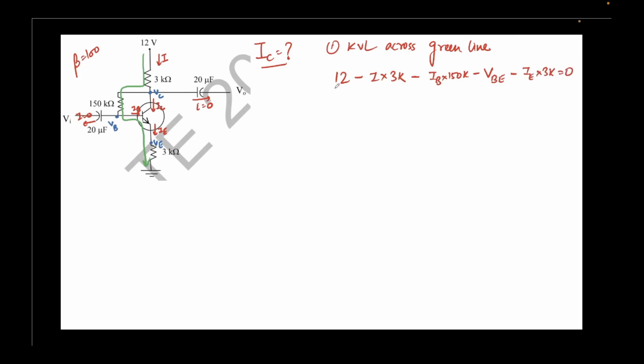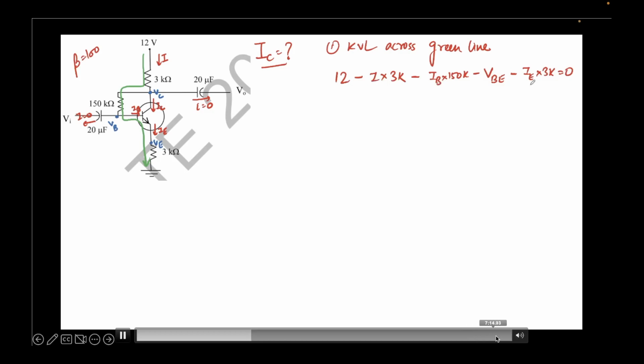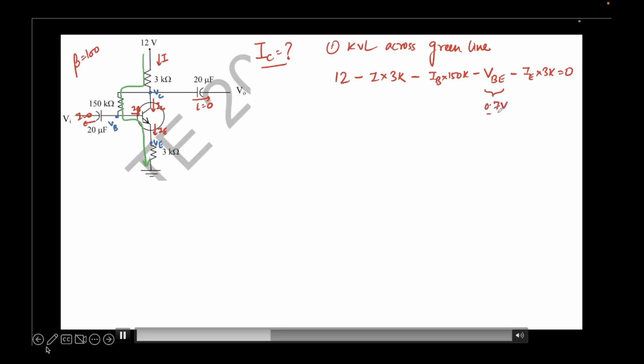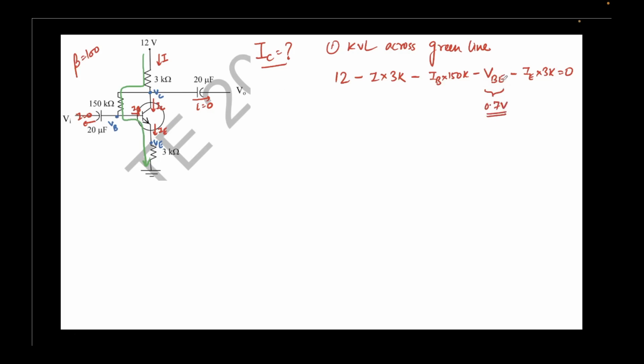Now let's look at each of these terms carefully. 12 is a constant. I, we don't know what is I. IB is also unknown, VB is unknown, and IE is also unknown. So there are many unknowns. We'll try to figure them out. First, let's look at this term, VBE. Now, we assume that this BJT is in forward active mode, which means that this PN junction is forward biased. And that means this potential drop VBE we can simply assume to be 0.7 volts. This is a very fair assumption, because we assume this BJT to be in forward active mode. So this variable is now known.